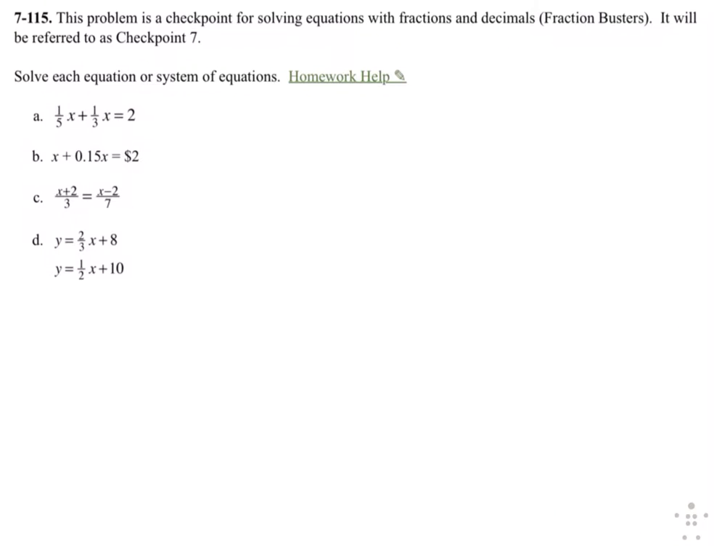Okay, so we have 4 equations. Let's solve them. Actually, we have 3 equations and then 1 system of equations. So let's do A first, right?